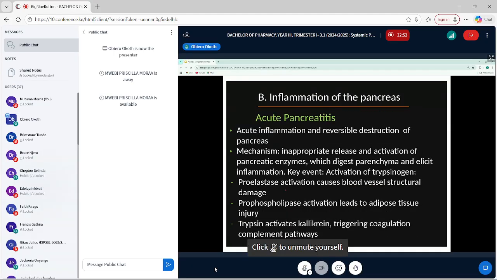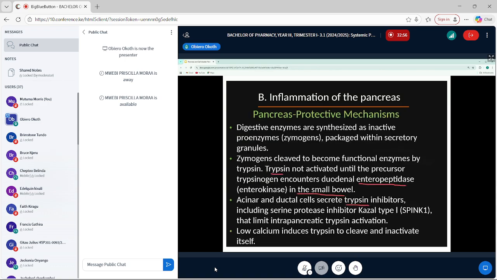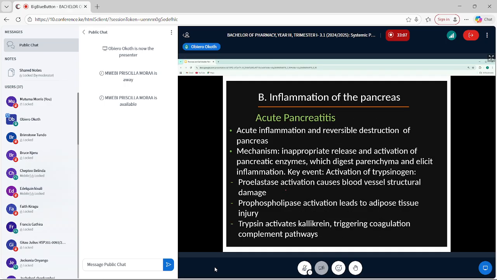Okay? Now, acute pancreatitis basically results when these mechanisms fail or are made to fail by some risk factors. And that leads to reversible destruction of the pancreas. Reversible means it is not too much.